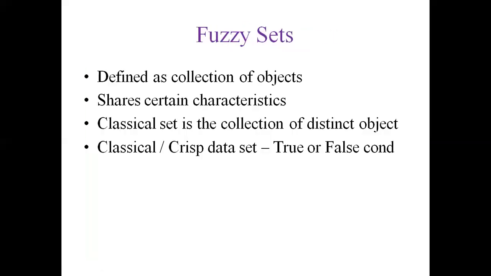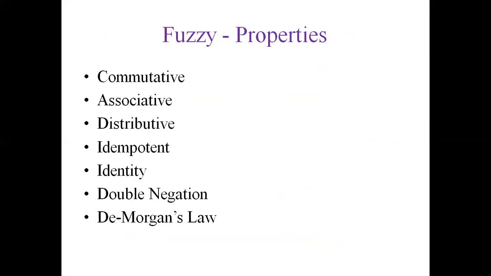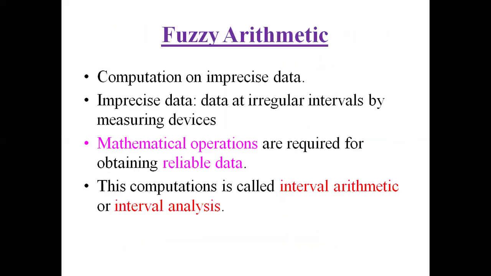So today we are going to discuss what is meant by fuzzy arithmetic. We all know what arithmetic is. Arithmetic, basically, is addition, subtraction, multiplication, division. These are the basic arithmetic operations. That is, addition, subtraction, multiplication, and division are the mathematical arithmetic operations.